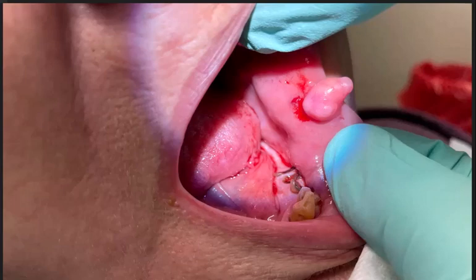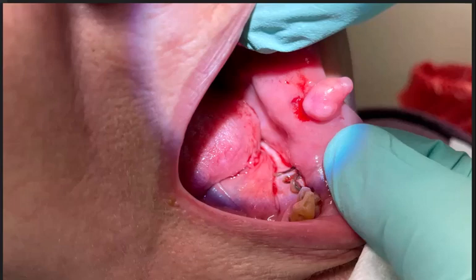So the first thing you see on the screen is this soft tissue neoplasm. My differential diagnosis as an oral surgeon, number one, just for simplicity's sake, a traumatic fibroma. That's what it looks like to me. That's what it felt like to me. That's what its historical background for the neoplasm sounds like to me.